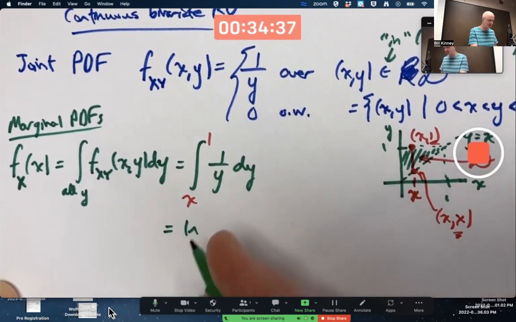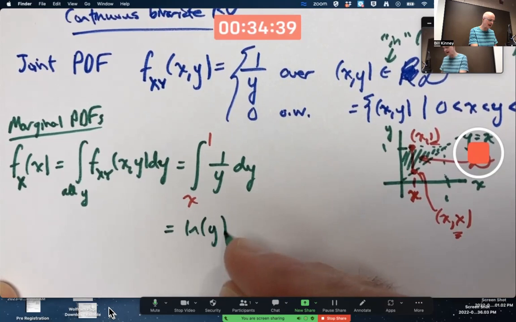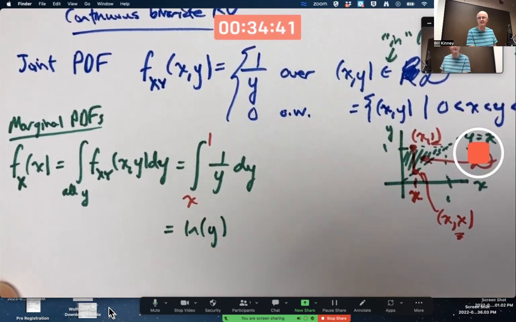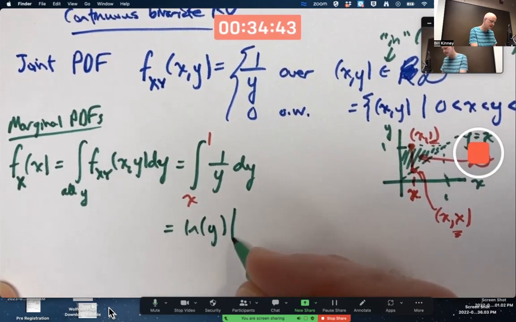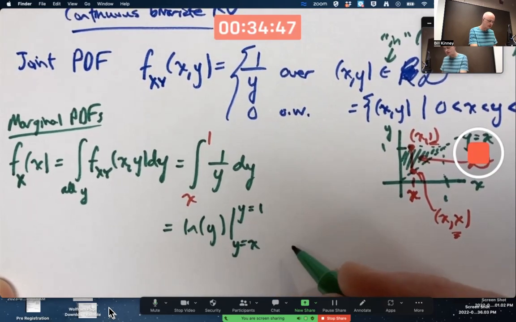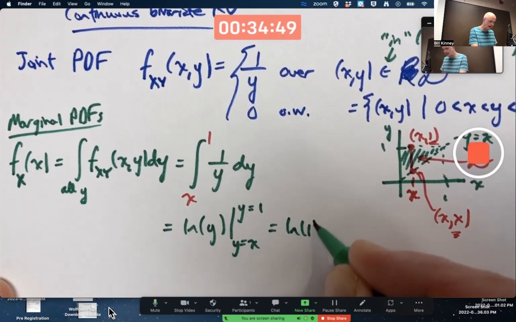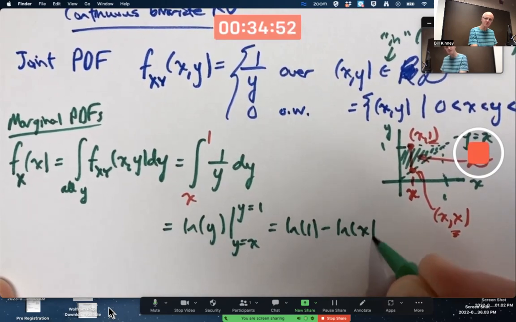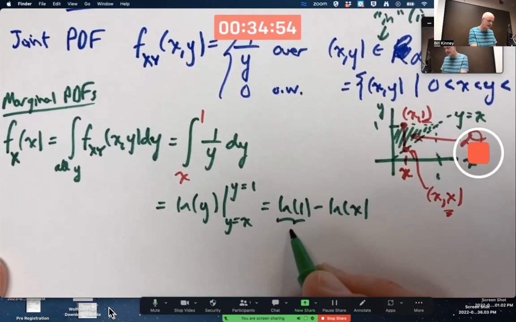Do you really need the absolute value signs here? No, because both x and 1 are positive, so I won't bother with the absolute value signs. Looks like I get natural log of 1 minus natural log of x. Natural log of 1 is 0, so this simplifies to negative natural log of x.